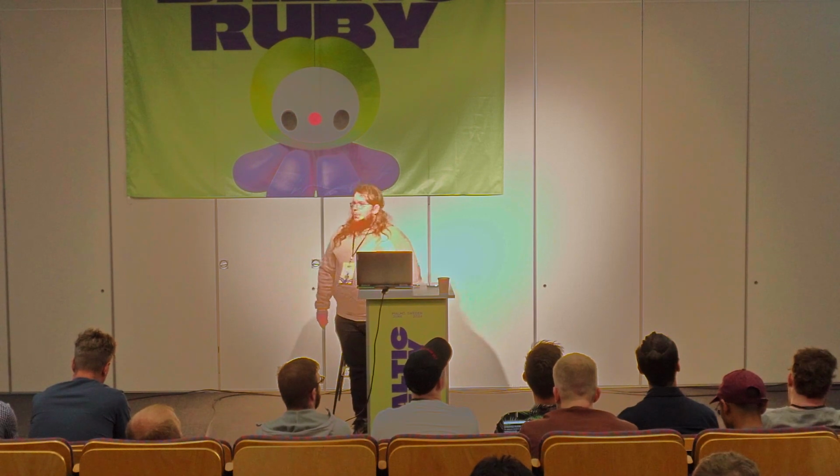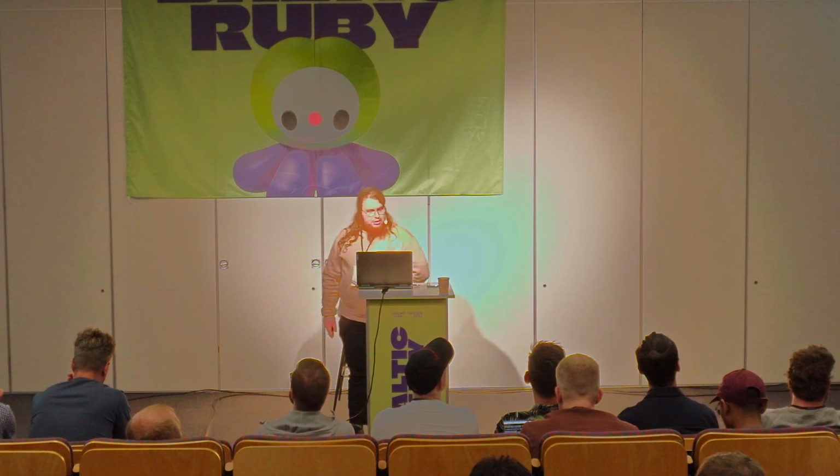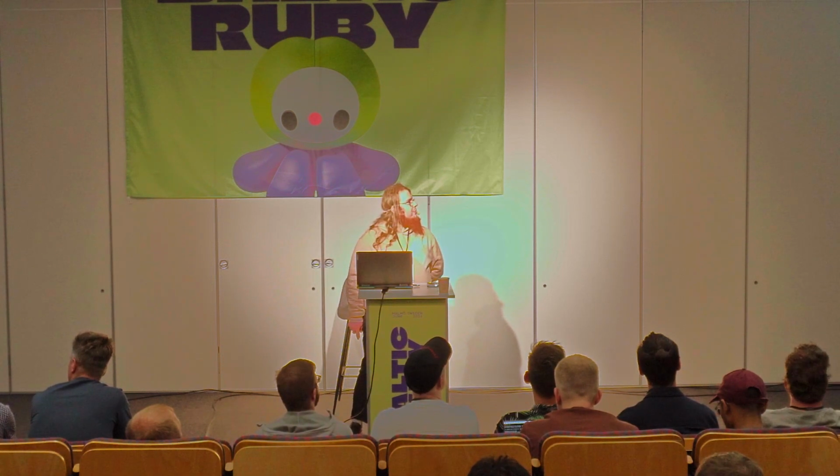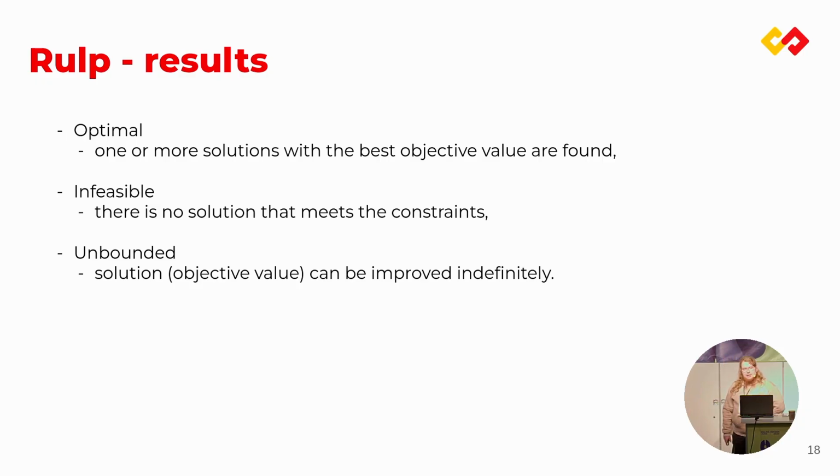But there can be some other results of our problem. If we defined it correctly, it's optimal, like in the previous case. But there can be some issues with our formal definition, so it can be infeasible when we have some constraints that are conflicting, that are unsolvable at the same time, or it can be unbounded when we have not enough constraints, so it can be improved indefinitely, and we want to avoid such situations.